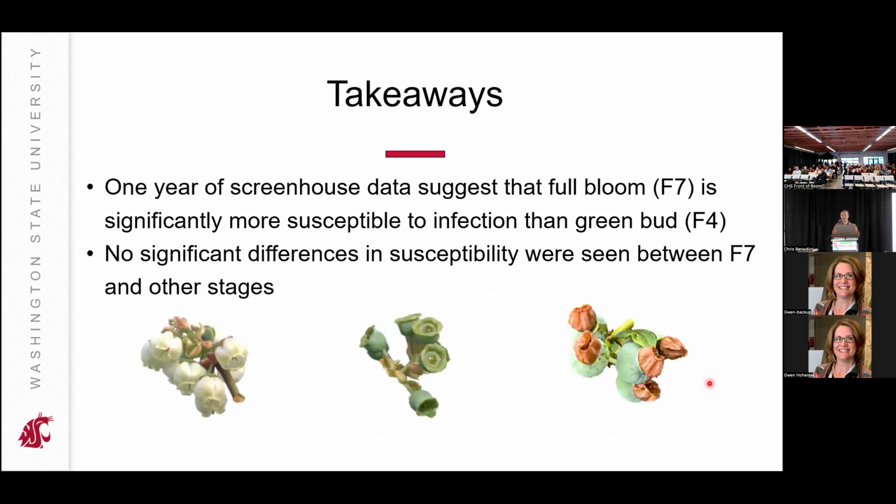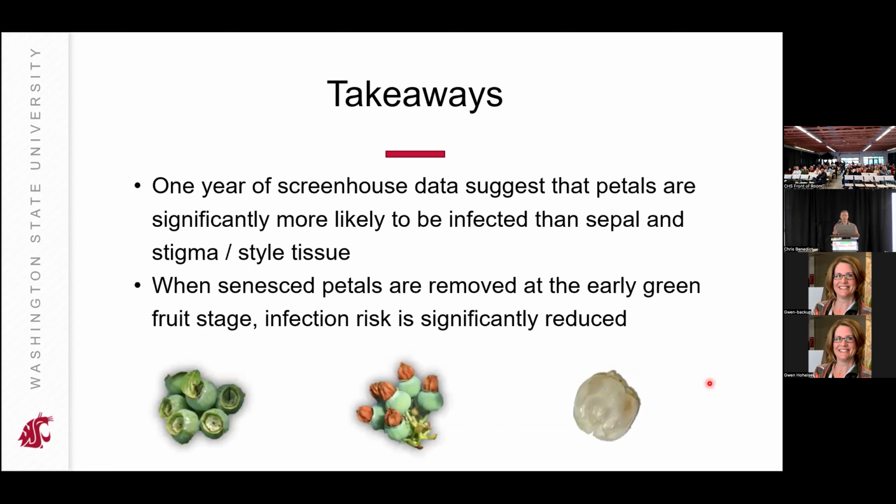So our takeaways here, and again, this is just from our first year of screenhouse data: the data suggests that full bloom, F7, is significantly more susceptible to infection than the really early green bud stage. However, we were not able to parse out any other significant differences this year between F7 and other stages. We also saw that live petals sampled from individual flowers were one of the most likely parts of the flower to become colonized by botrytis, particularly significantly more likely than the sepal and the stigma and style tissue. And we saw that when we removed senesced petals from the early green fruit stage, overall this resulted in a significant reduction in risk for infection, and this is something we definitely want to look into further.